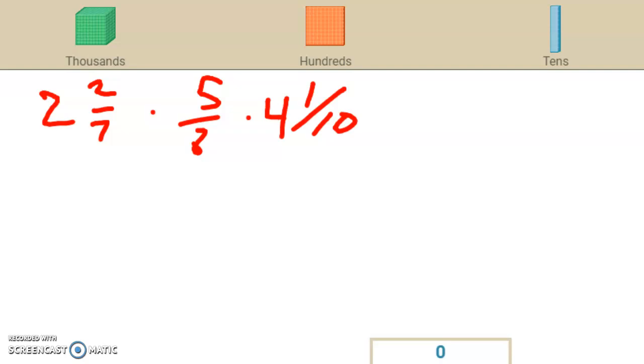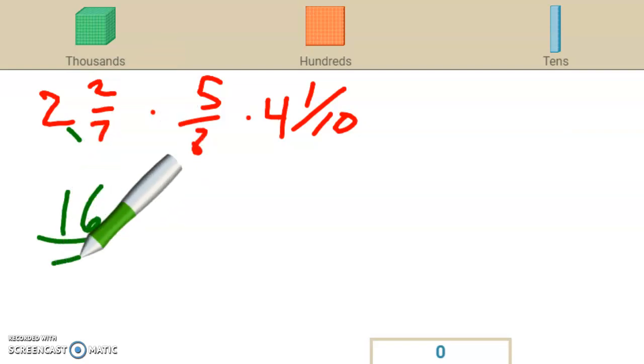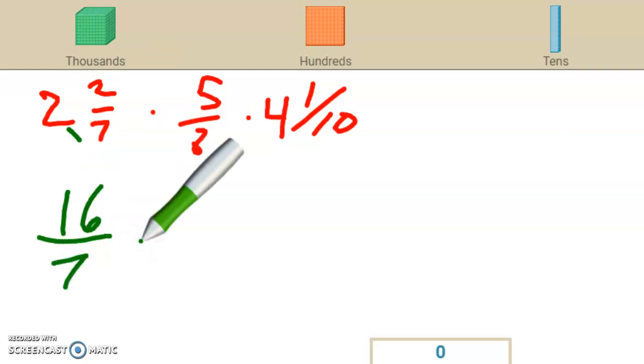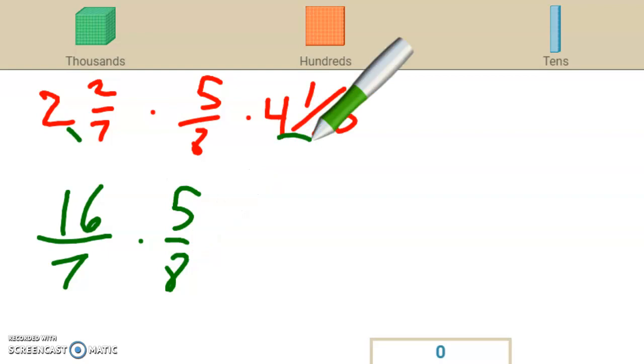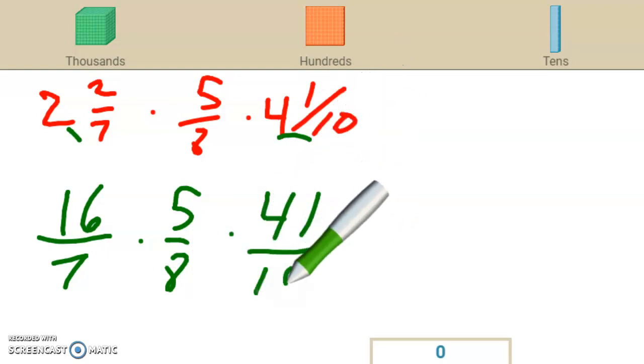So the first thing I have to do is multiply my 2 times my 7, which is 14, plus my 2 at the top is going to give me 16 sevenths. And now I'm going to multiply that by 5/8. And then I'm going to take my 4 times 10 is 40, and then my 1 on the top is going to give me 41/10.